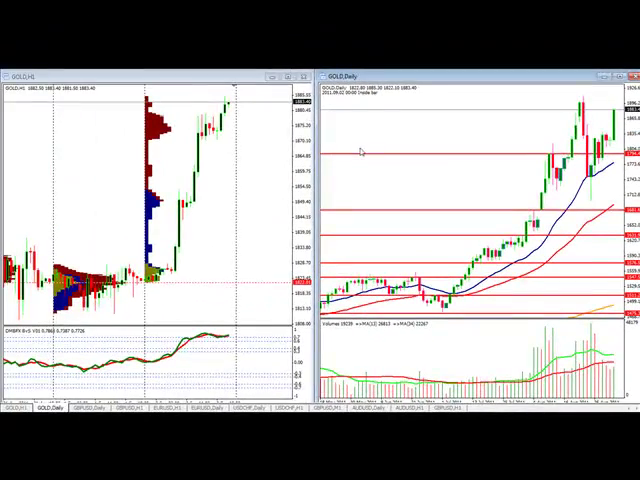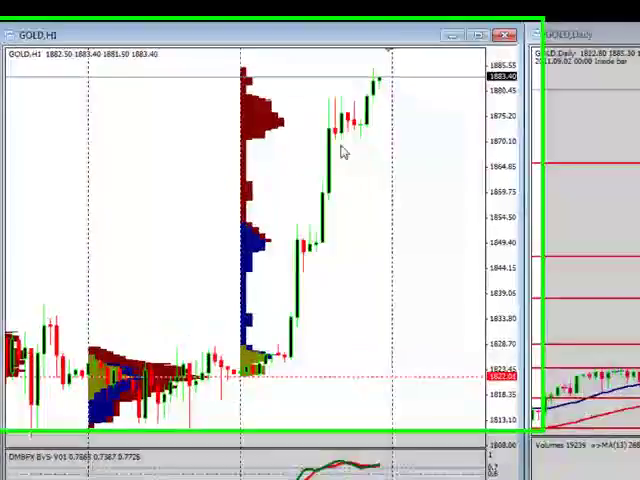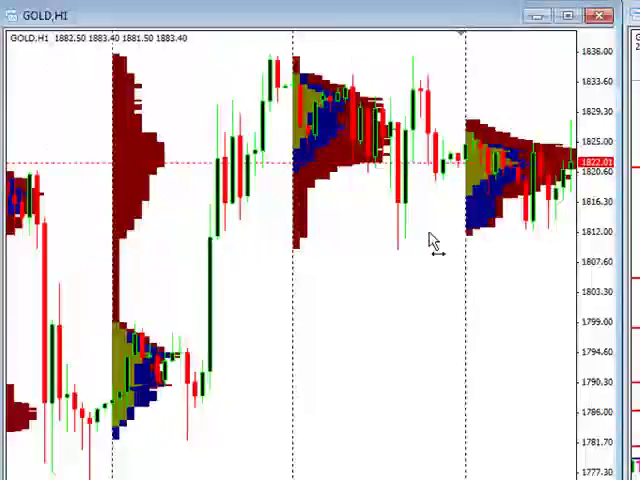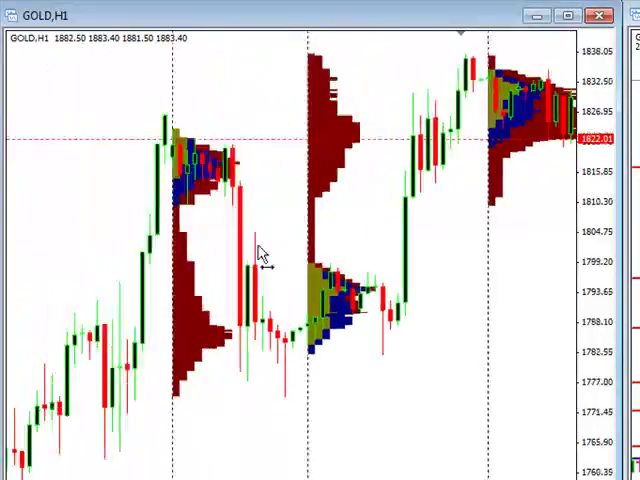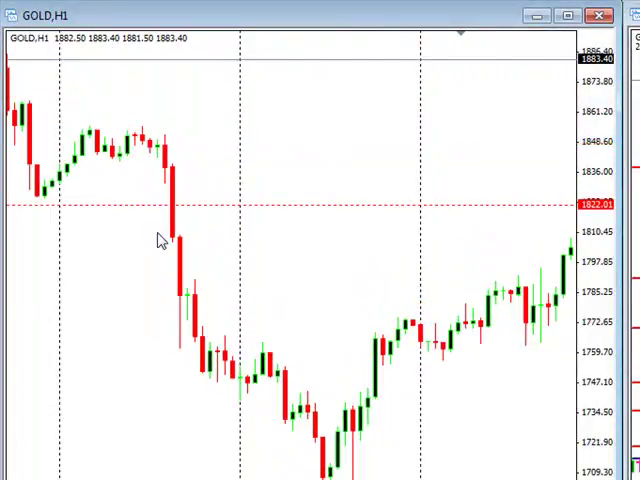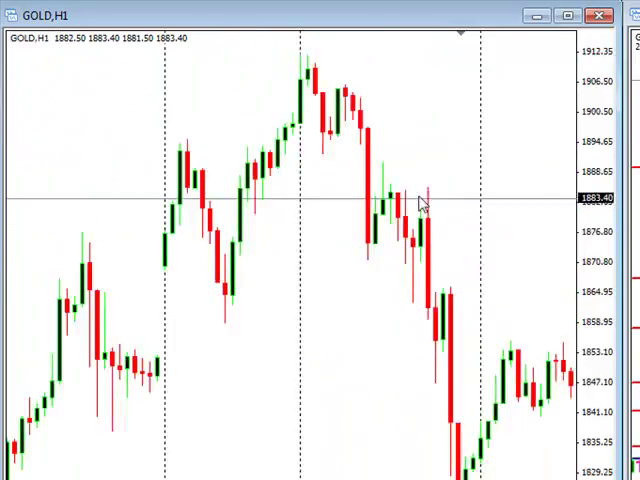Yours may be different. As we come over to our hourly profile, you can see just how we pushed up, breathed, pushed up, breathed, and pushed up. So we kind of went up on light volume. We got a little accumulation of volume here at the 1875 price level, but we have to go back several days here. There we go. And we can begin to see where price is now, right here at the 1883, and we can see that little push up that we got.